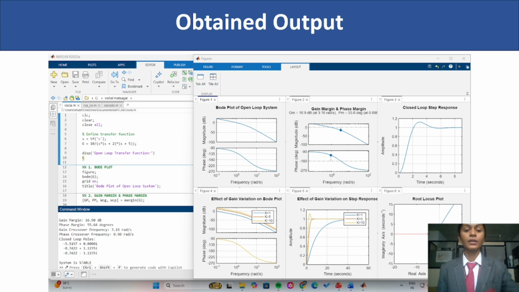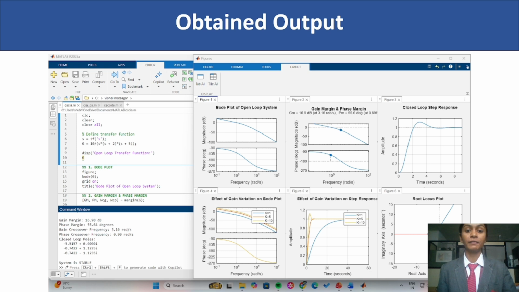Closed loop step response. The step response shows how the system behaves when a step input is applied. The response rises smoothly and reaches steady state. There is a small overshoot, which indicates the system is underdamped but stable. The settling time is moderate, which shows a good balance between speed and stability. This confirms that the system performed well in the time domain.